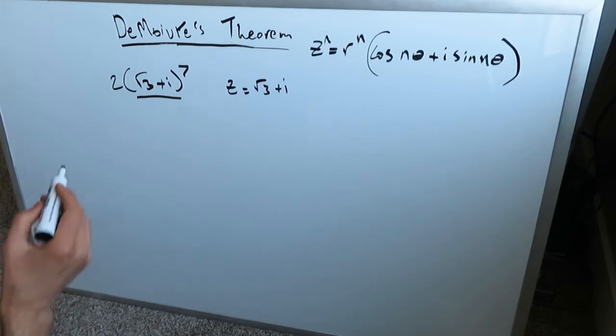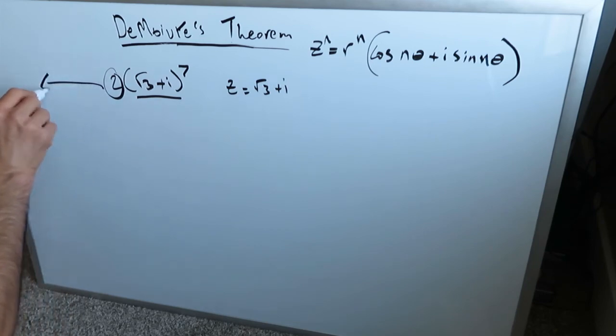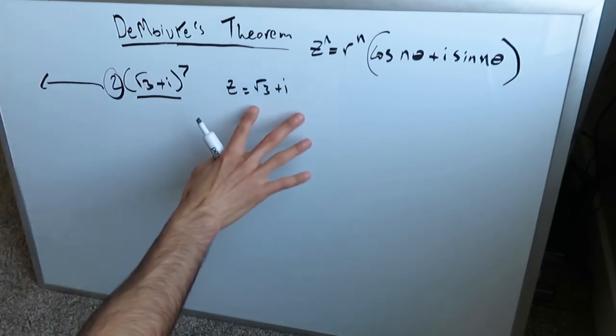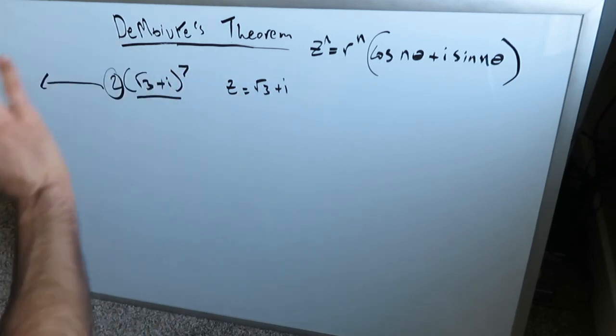And this is what you're going to do. You're going to take this 2 and push it aside. Just push it aside and look at only the parenthesized aspect, which is affected by the power.